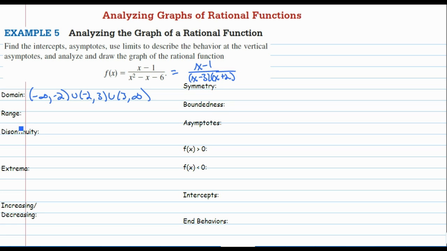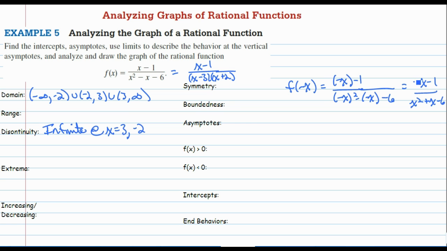There are going to be 2 discontinuities then at negative 2 and 3. They're both infinite because positive 3 and negative 2 only make the denominator 0. I can test symmetry without even knowing what the graph looks like by plugging in a negative x. I didn't get the exact same thing that I started with, nor did I get the exact opposite, so the symmetry is neither.